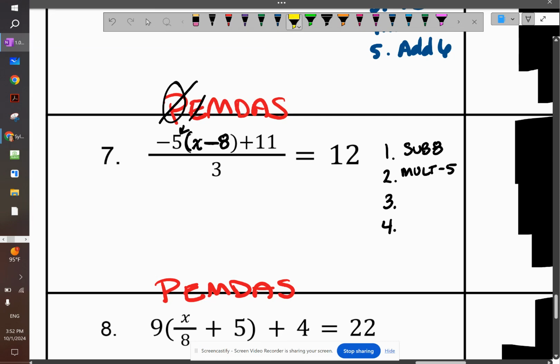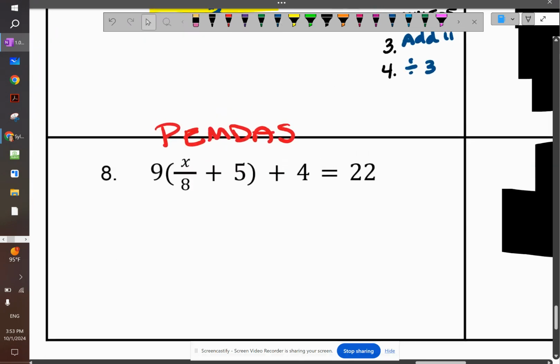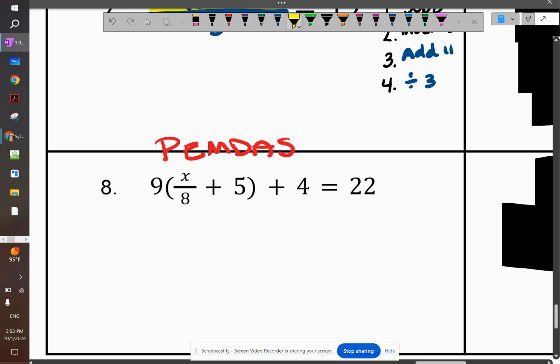After we do that, we have to finish doing the top because this whole thing is being divided by 3. So we subtract 8, multiply by -5, then we add 11. Then we divide by 3. All right, now let's count how many numbers there are. 1, 2, 3, 4. So that means there's going to be 4 items in our list.